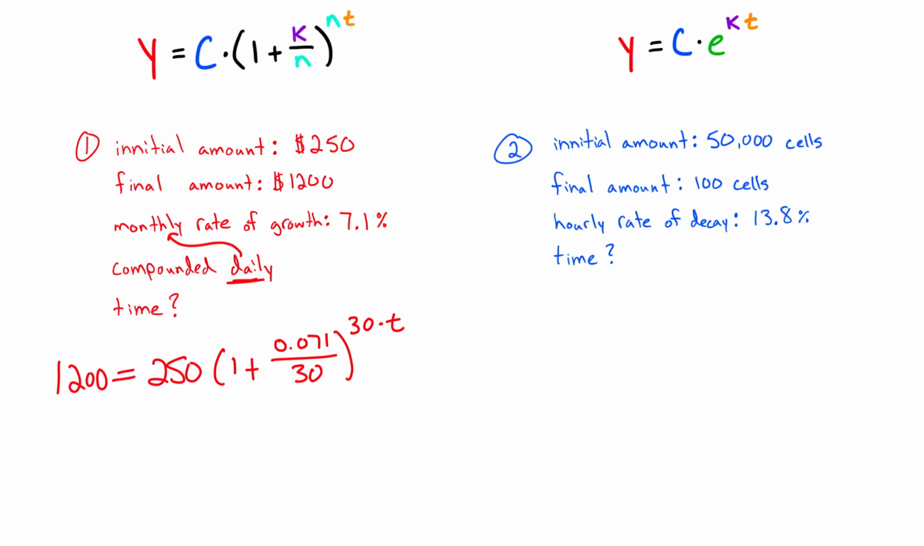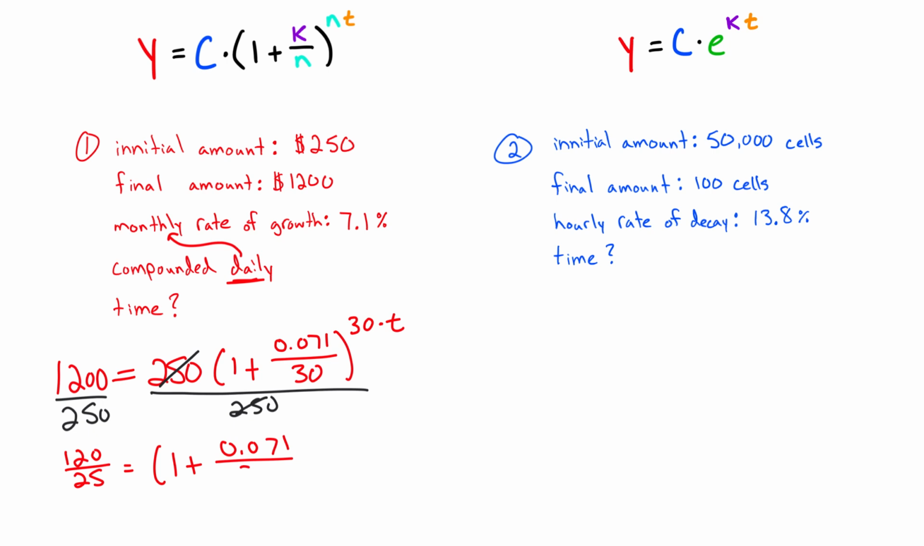Now the way I'm going to do that is I got to get rid of everything on the right side. So I'm going to divide both sides by 250, allowing these to cancel. I'll simplify this a little bit. That is 120 over 25 is equal to 1 plus 0.071 over 30 raised to the 30 times t power.